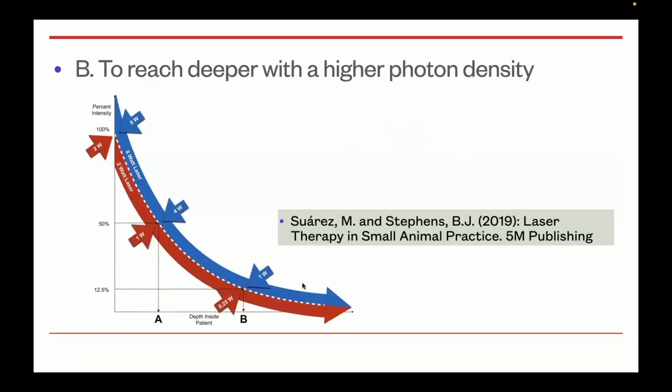Second, we said we want power to reach deeper with a higher photon density, because the percentage of power loss increases as we penetrate into the tissue. So having a higher power to start with on the surface will allow us to reach deeper with a higher photon density, which means having more chance of having a biological effect.